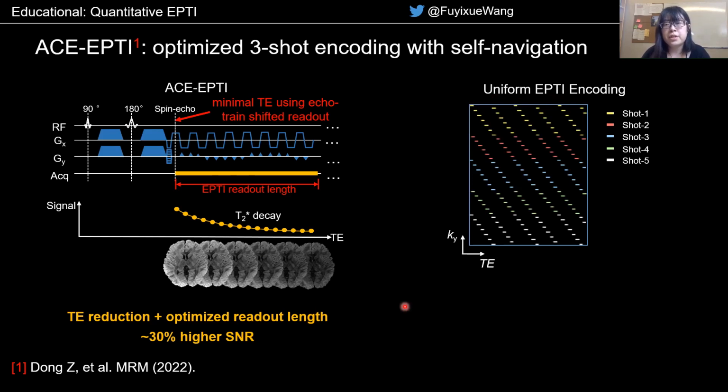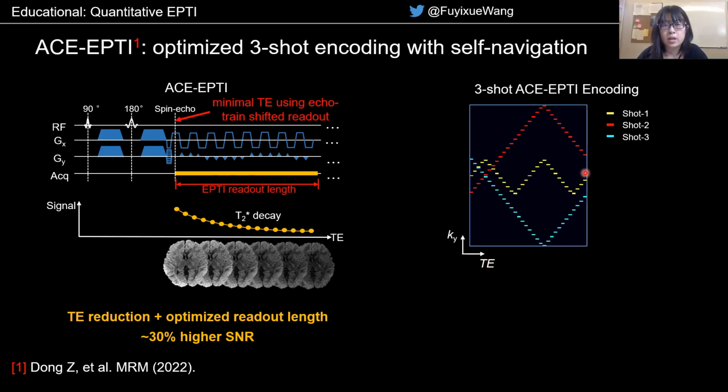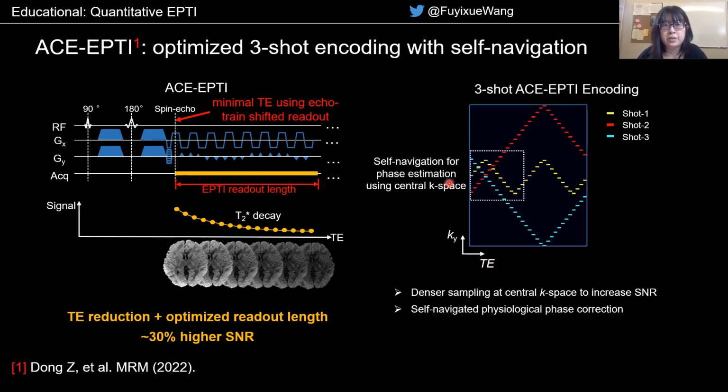Moreover, instead of the uniform spatiotemporal encoding EPTI, ACE-EPTI uses a 3-shot encoding pattern that provides a self-navigation capability for phase estimation and correction, and the phase estimation can be done using the central k-space signal of each shot. And the encoding was also designed to have complementary KY sampling to take advantage of the coil, and also only small KY blips are needed to reduce the echo spacing and the eddy current changes.